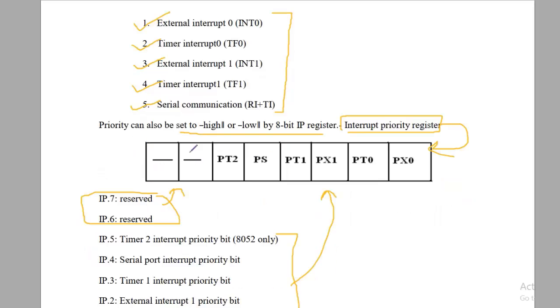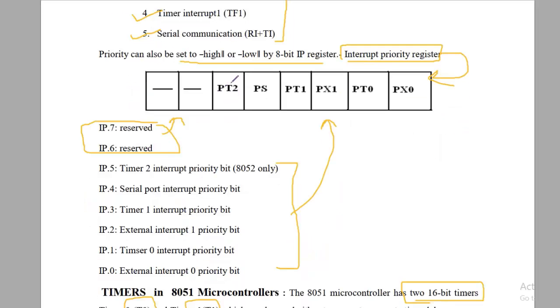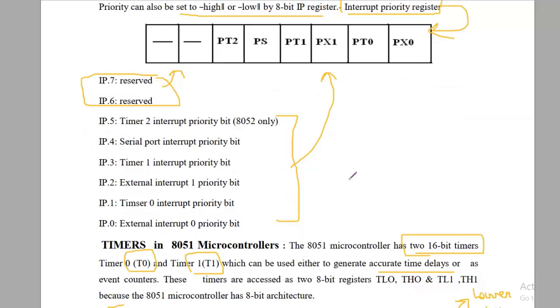Two bits of the IP are reserved, and the rest of them are timer 2, serial port, timer 1, external interrupt 1, timer 0 and external interrupt 0 priority bits.